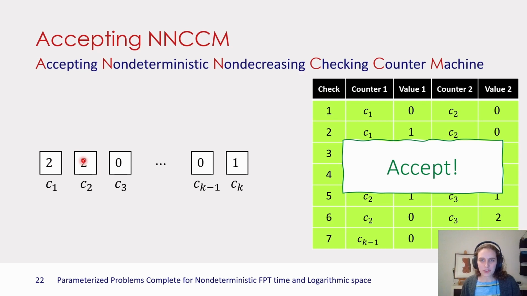So this is the problem. You're given these checks. You're given the number of counters as a parameter. And you're also given a bound on the highest number on these counters. And the question is: is there some way to increase these counters such that you go through all the checks in the right order and they all accept?